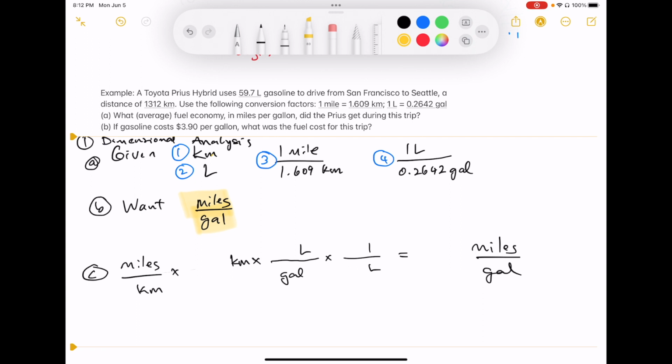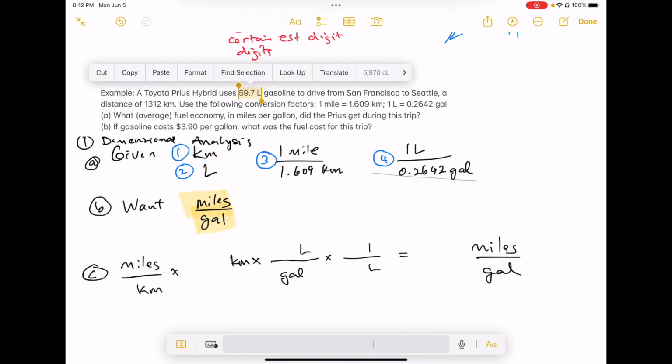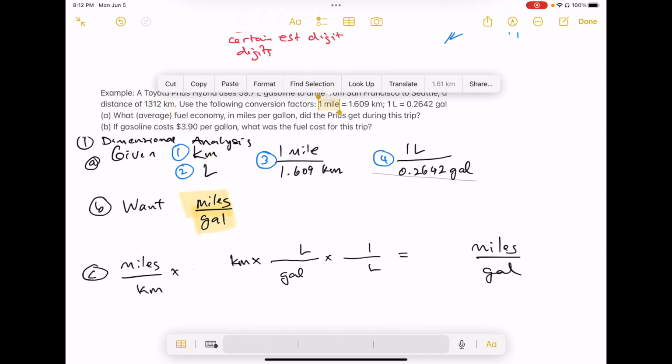The first unit I see, 59.7 liters, so I know that there's a unit of liter. There is 1312 kilometer, that's another unit, kilometer. Then there's these conversion factors here. So these are units, but they're given in the form of conversion factors. So what are conversion factors? They're just things that relate two different units. The same distance, for example, but in 2 different units. So for example, 1 foot is equal to 12 inches.